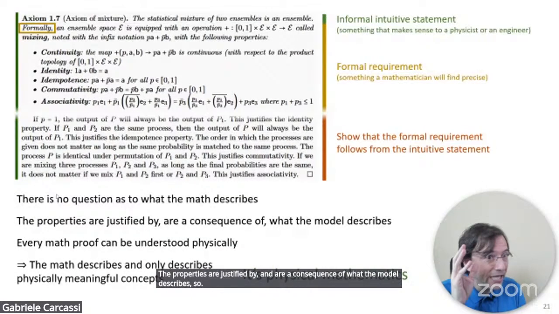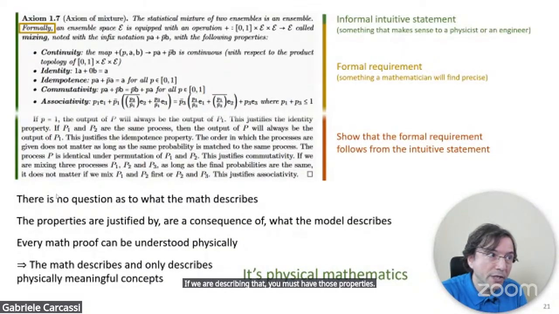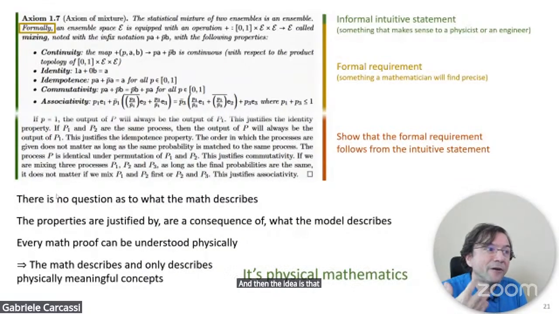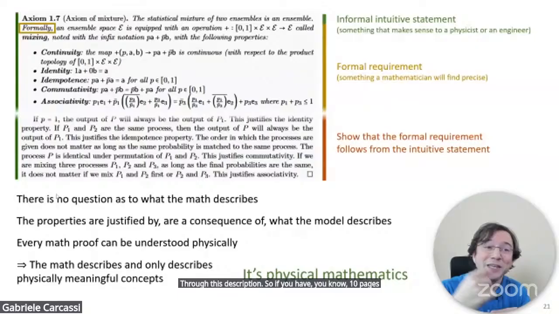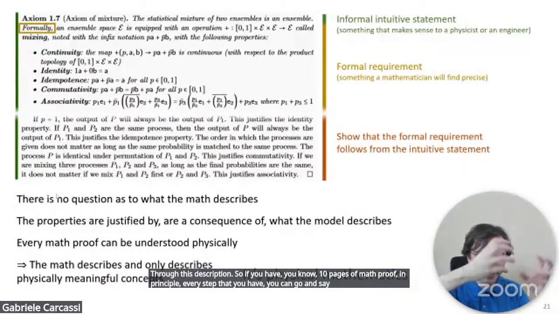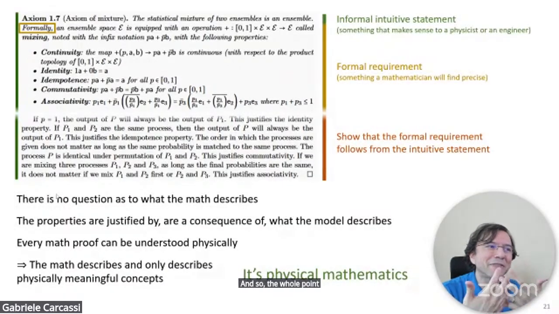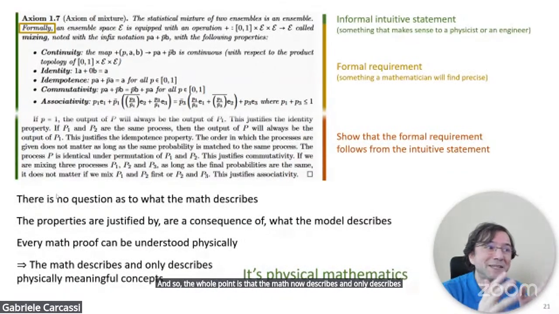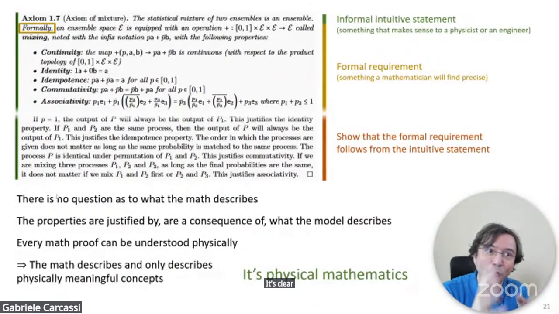So if we are describing that, you must have those properties. There is no way around it. And then the idea is that every math proof can be understood through this description. So if you have 10 pages of math proof, in principle, every step that you have, you can go and say, okay, there is a process, I'm doing this, I'm doing that, and so on. And so the whole point is that the math now describes and only describes a physically meaningful concept. It's physical mathematics. It's mathematics that is representing something physical. And it's clear what is going on.